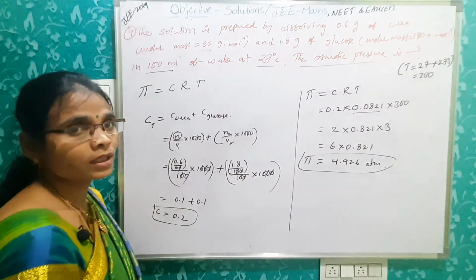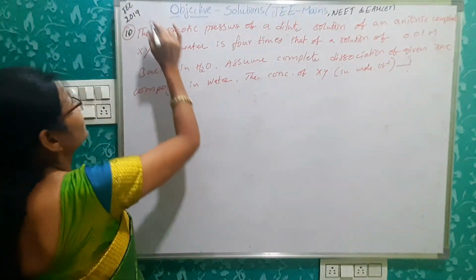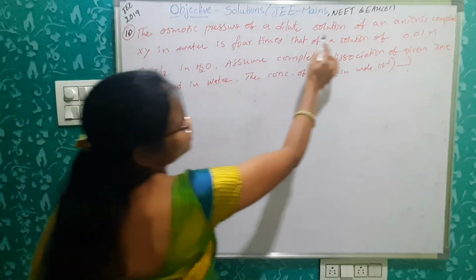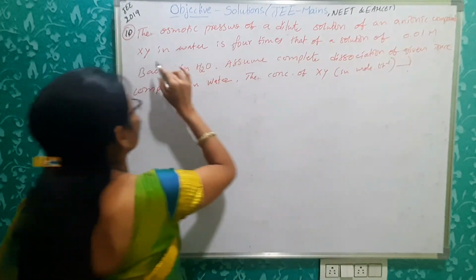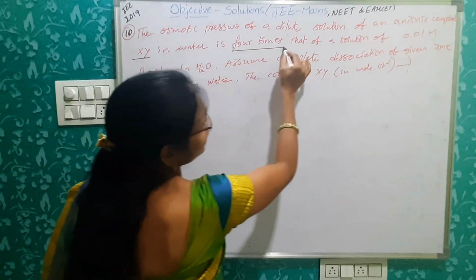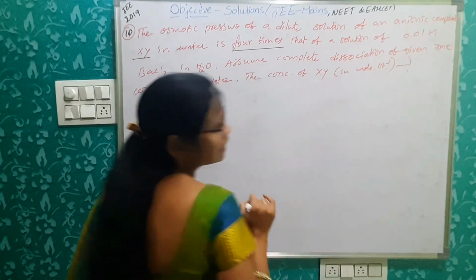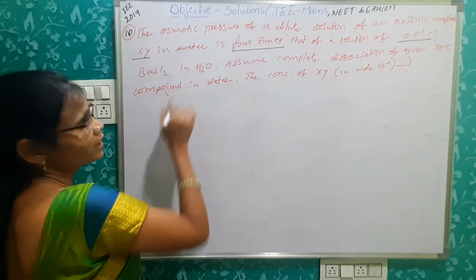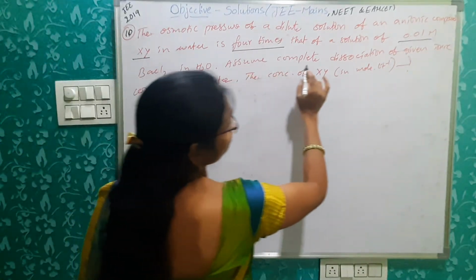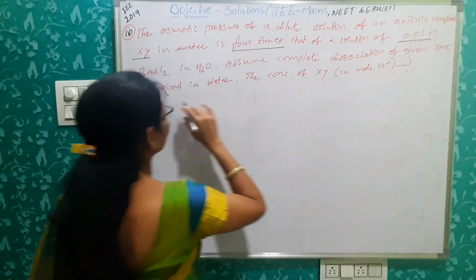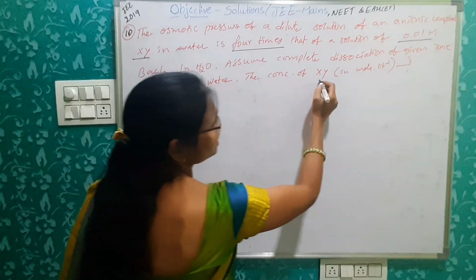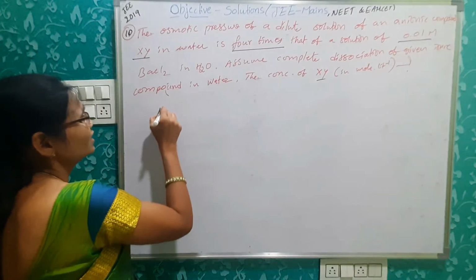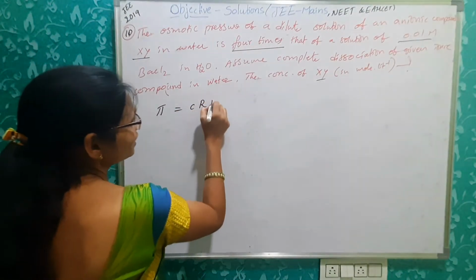Okay. Next problem. This is also from the previous JEE 2019. The osmotic pressure of a dilute solution of an ionic compound XY in water is 4 times that of a solution of 0.01 m barium chloride in water. Assume complete dissociation of the given ionic compound in water. Find the concentration of XY in moles per liter. Simply, pi is equal to CRT.